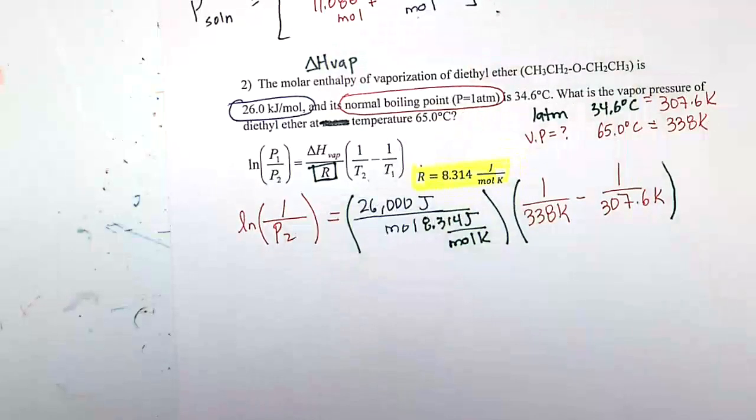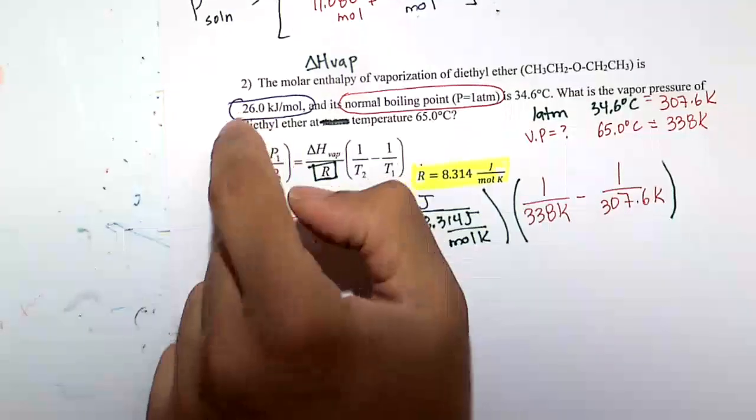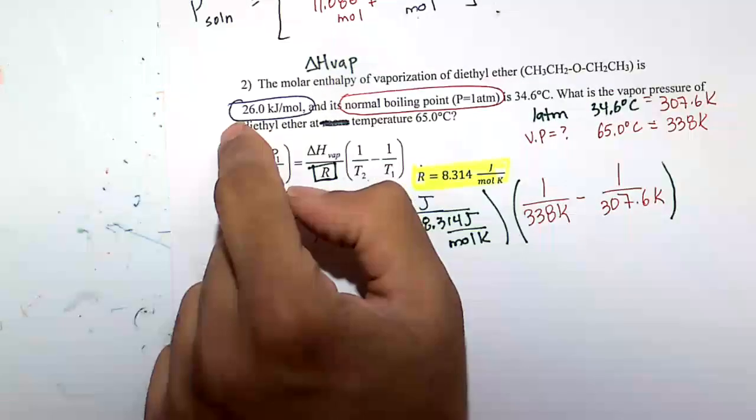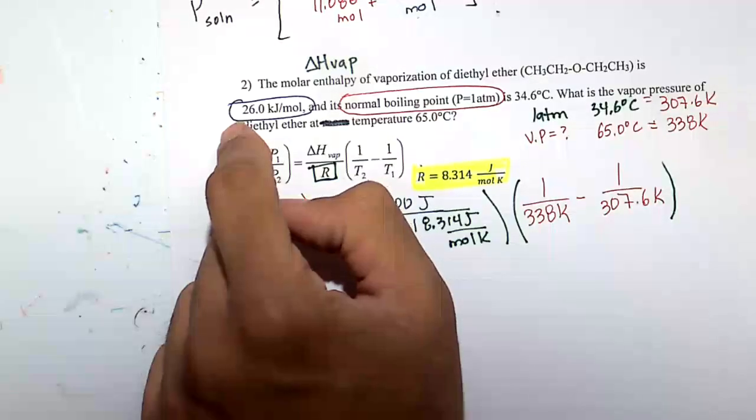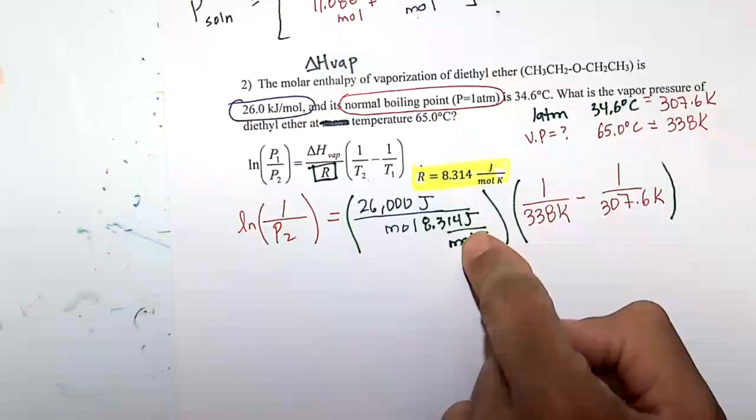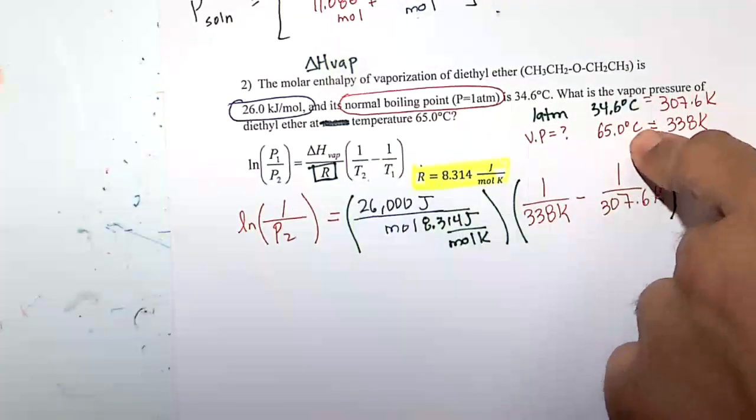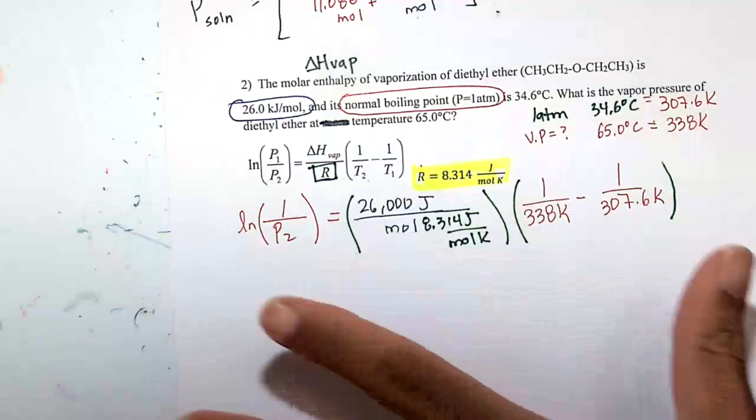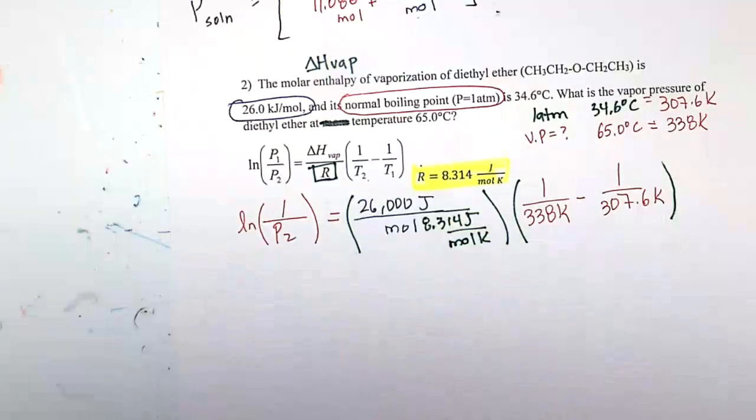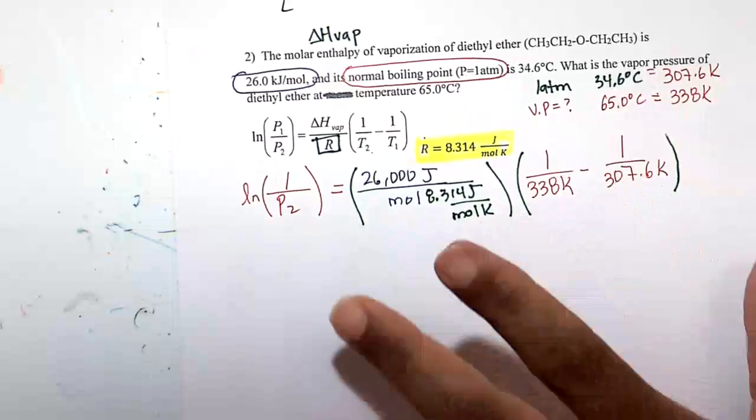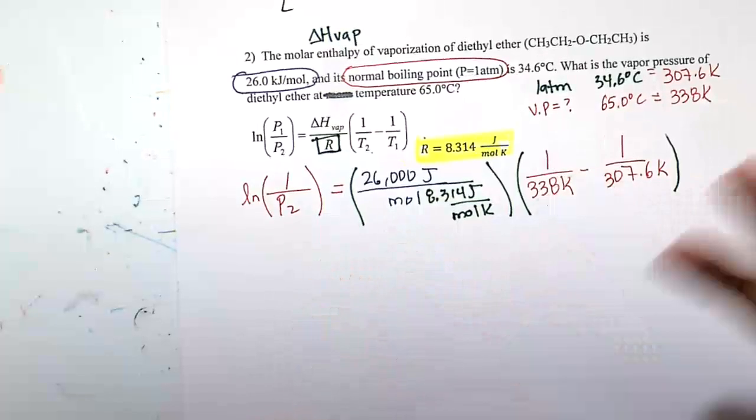Okay, does anybody have any questions with the setup? I'm just putting everything in. Just don't forget to convert that 26 kilojoules by multiplying by 1,000 to get 26,000 joules per mole. And R is R. And don't forget to convert the temperatures to Kelvin. So I put everything in here. We don't put units inside the natural log. All right, so let's do this in one shot in our calculator.